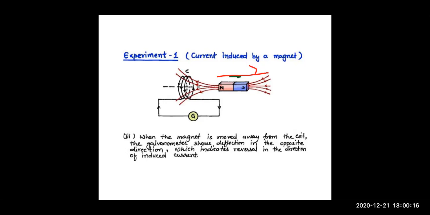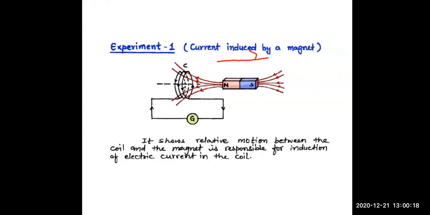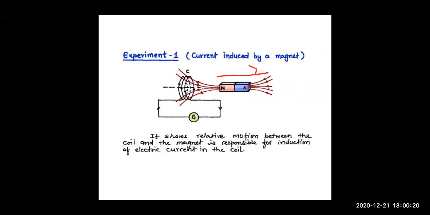Right? So what does it show? What does it prove? It shows that when there is relative motion between the coil and the magnet, then only current is induced in the coil. But when the motion stops, when there is no relative motion, no current is induced in the coil.